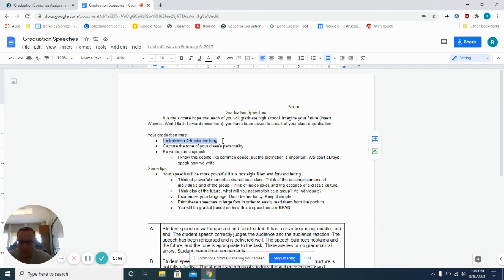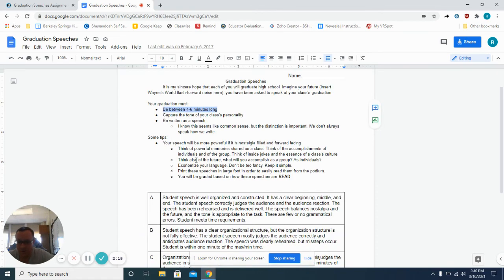And what I want you to do is capture the tone of your class's personality. So each class that we have come through Berkeley Springs High School has a different personality. And, you know, they each kind of mean different things to us as teachers and to each other as classmates. So think about that a little bit.